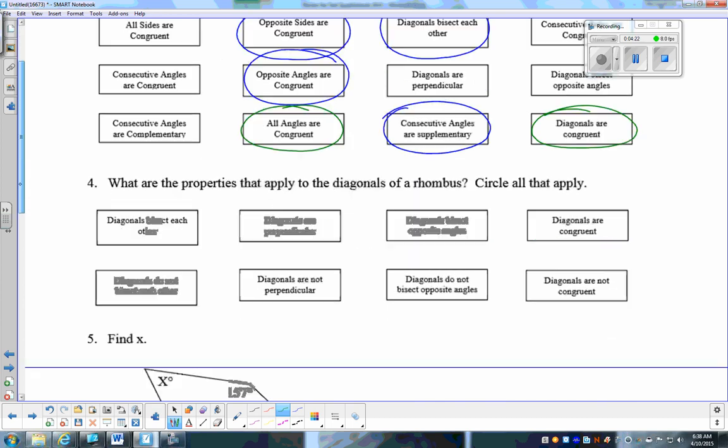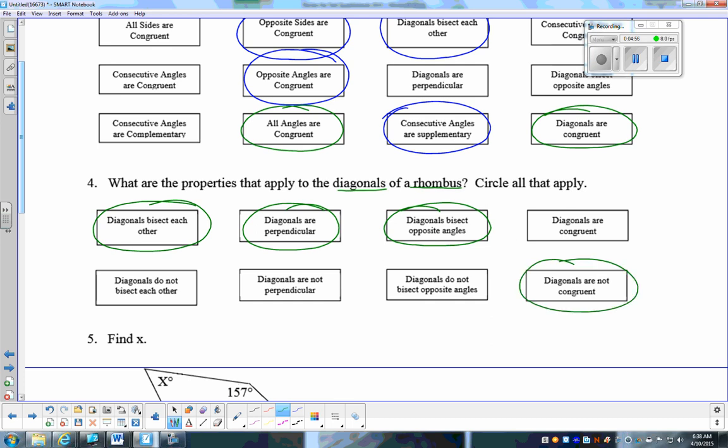Question 4 is asking you about diagonals of a rhombus. Well, since a rhombus is a parallelogram, we know our diagonals bisect each other. And we had 2 special properties that made something a rhombus that dealt with diagonals. And that was that our diagonals are perpendicular and that our diagonals bisect opposite angles. The last one says diagonals are congruent or diagonals are not congruent. In a rhombus, they are not congruent. In the rectangle, they would be congruent.